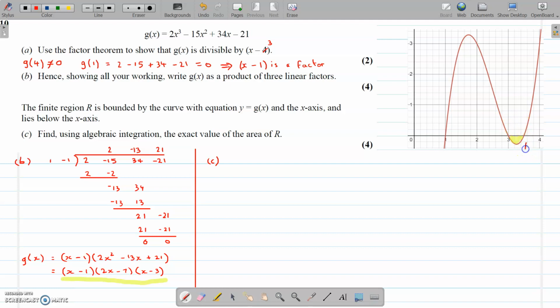Okay, so to find that region R, I need to integrate between 3.5 and 3. Okay, so I need to show the integration, because it says find using algebraic integration. So you've got to be really careful not to shortcut this and go straight to the calculator. So it's the integral between 3.5 and 3, okay, of g of x with respect to x. Okay, and I must integrate it without using the calculator.